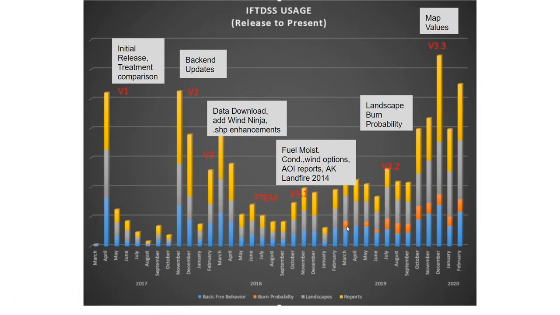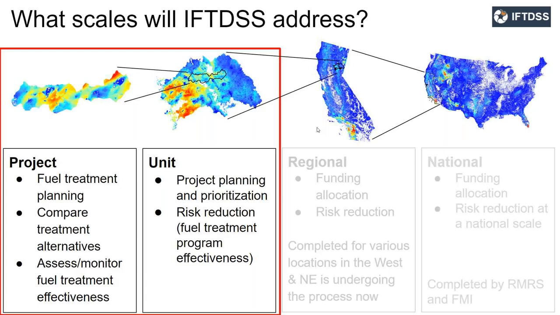Of particular note is we released landscape burn probability back in March. That's represented by the orange in these stacked charts. So there's just been some steady use of that since its release. The others are just various metrics of use with reports and model runs and that sort of thing. So just if people are wondering about trends in usage.